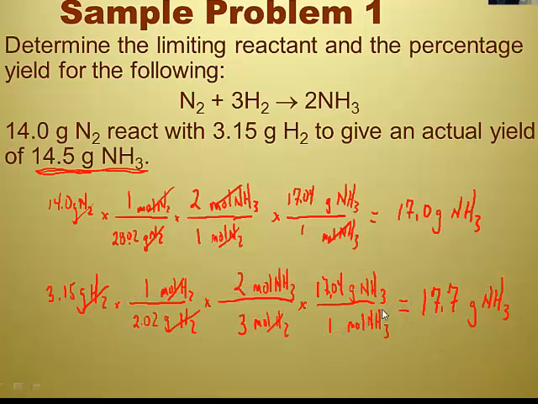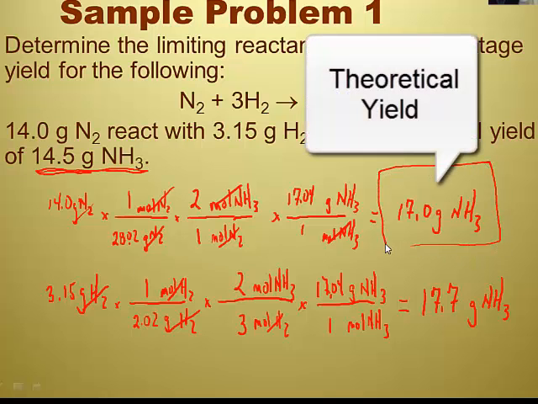Now, we only have 14 grams of nitrogen, 3.15 grams of hydrogen, so we can only make the smallest amount of ammonia that's given here. So this number here is the smallest amount. So that's our theoretical yield. So this is my theoretical yield, so I'll label it.